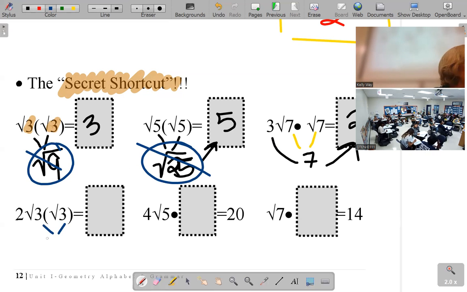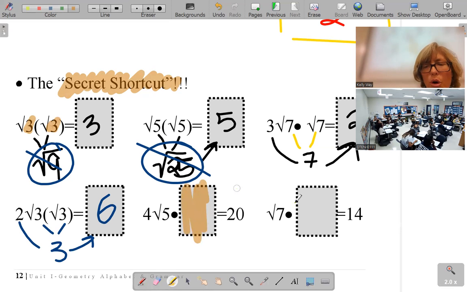Ready? Root 3 times root 3 is just what number? Root 3 times root 3, 6. Ain't life grand? Ready? You, by your own lonesome, you have 30 seconds to put something in those boxes.